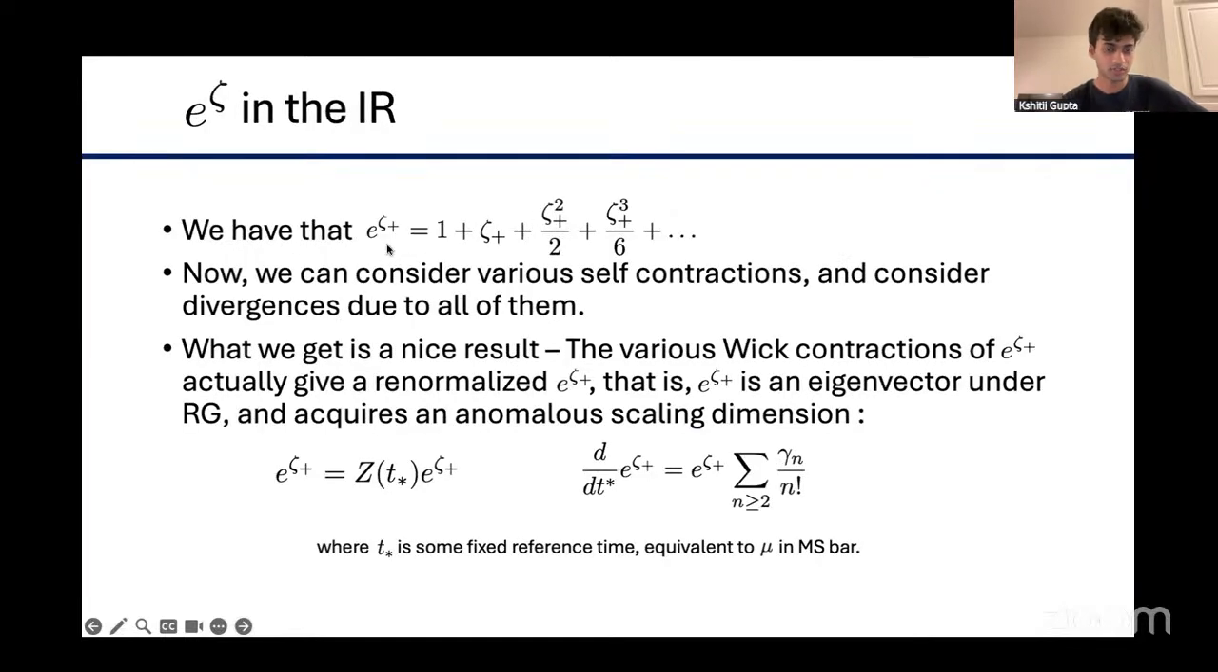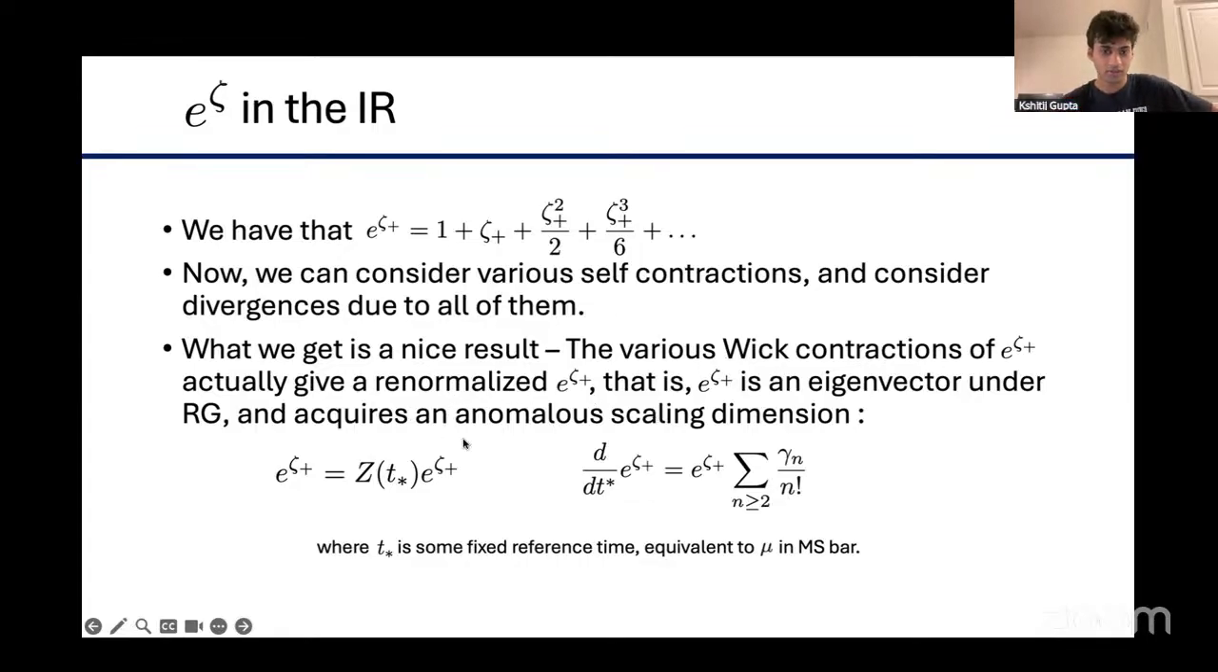So to do that, we just expand e to the zeta plus in its power series, and we can consider various self-contractions between all of this, and we can regulate the divergences. A simple example that we know is zeta plus squared will have time dependence in general because of stochastic inflation. So it would have a random walk kind of time divergence. So these time divergences do exist, and once we reabsorb or regulate all of these divergences, what we actually get is a nice result.